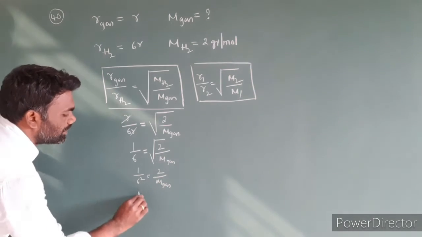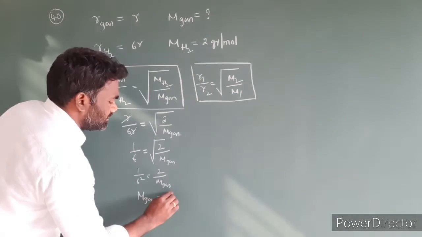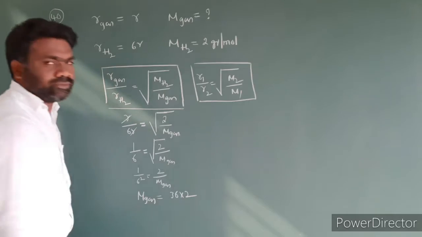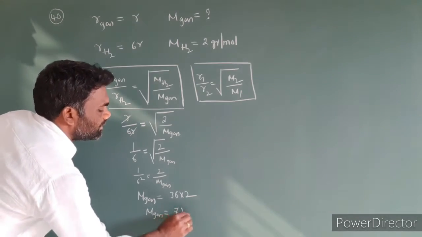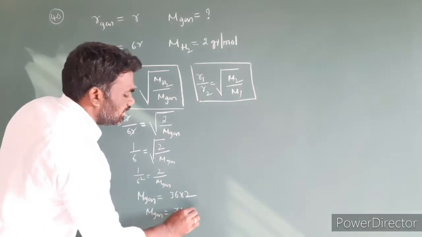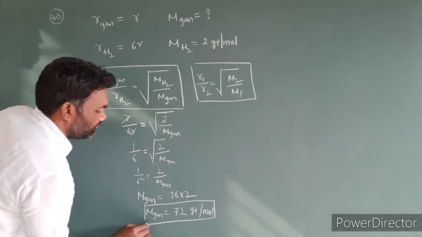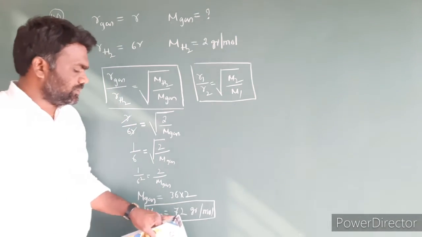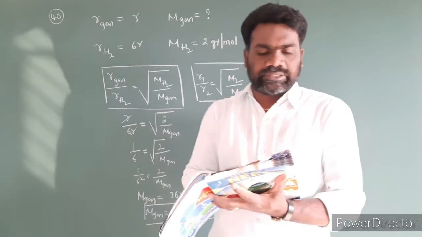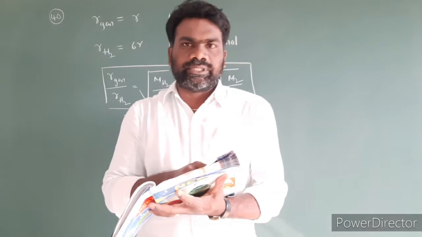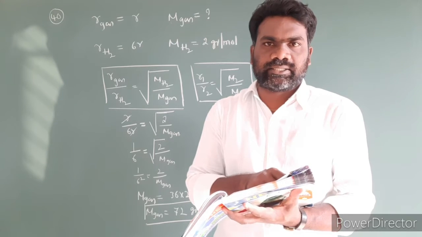So we have to calculate the molar mass of the gas. The molar mass of gas is equal to 36 into 2, which is 72 gram per mole. So this is the final answer: the molar mass of gas is equal to 72 gram per mole. Look at the options. The first option, 72, is there. For the 40th question, the first option is correct.